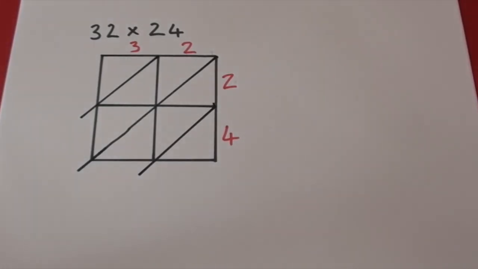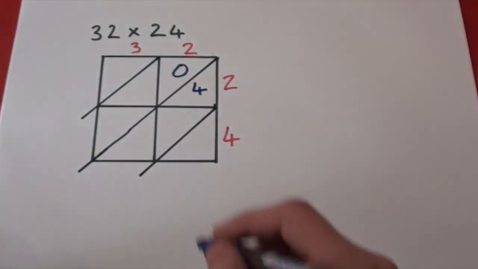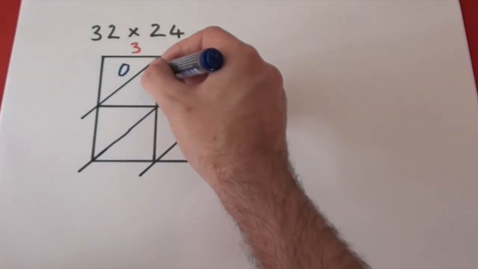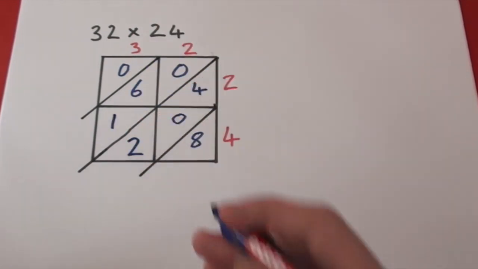Now we just need to do a multiplication. So we do 2 times 2, which is 4. The 0 in the top is the tens and 4 is the units. Same all the way around. As you can see, 3 times 4 is 12, so we put 1 ten and 2 units.